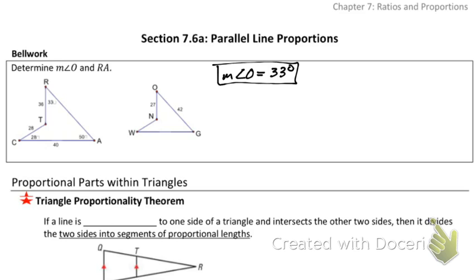Because, I know it doesn't say it, but on the test it'll say these two are similar. We're just going to assume they're similar because that's the only way to do any of them. But if these two shapes are similar, that means angle R and angle O are congruent. It also means angle C and angle W are congruent. It also means angle A and angle G are congruent. So we actually know all the angles in both of those. We just put them on the other side.